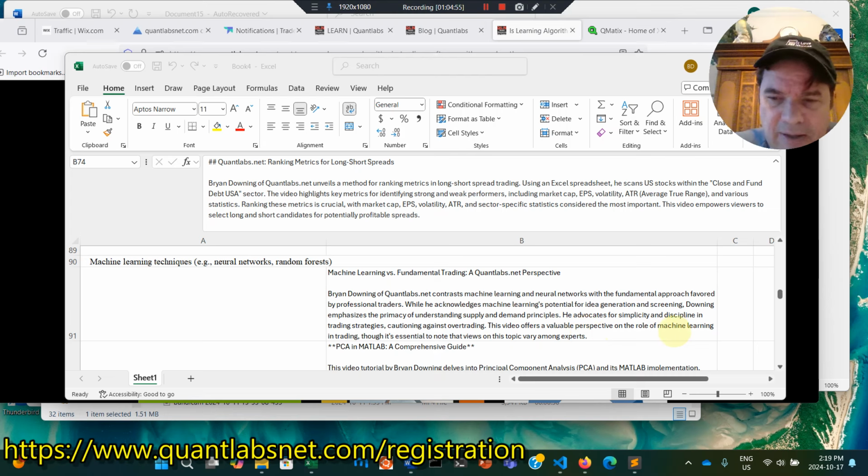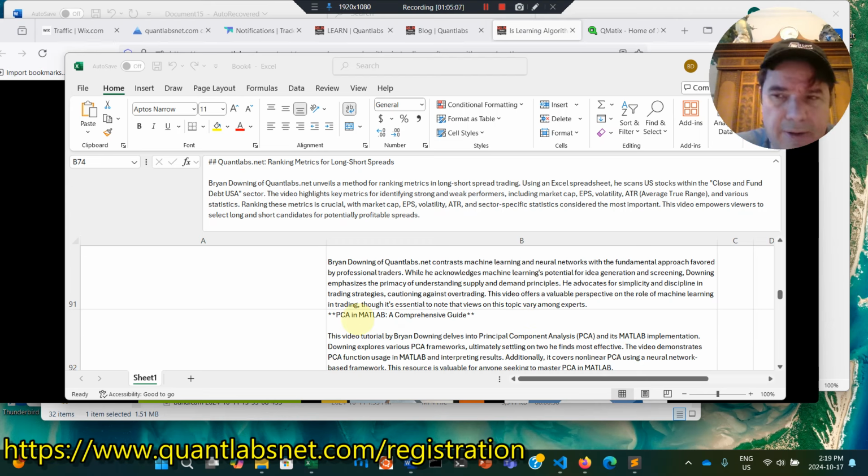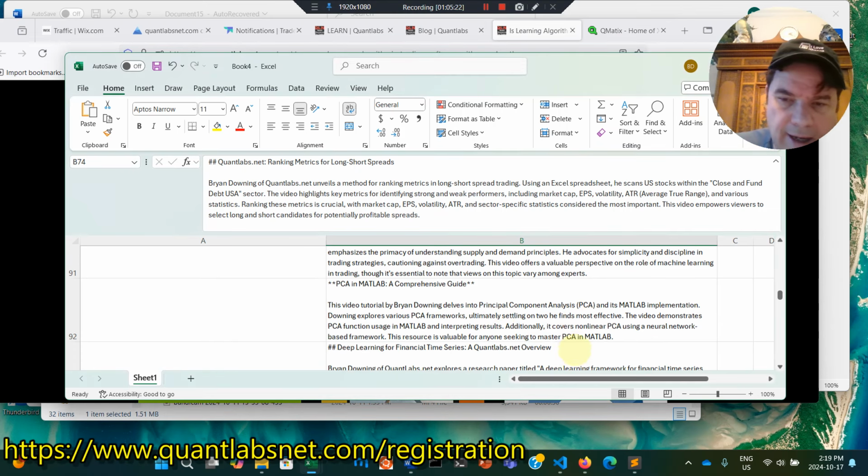There's a valuable perspective for those that want to have a role in machine learning, and it offers essential views on the topic among experts because they use MATLAB. So again, another principle is PCA with MATLAB, principal component analysis, and how MATLAB implemented it. The PCA framework ultimately settling on two most effective techniques, demonstrate the PCA functions in MATLAB interpreting the result.